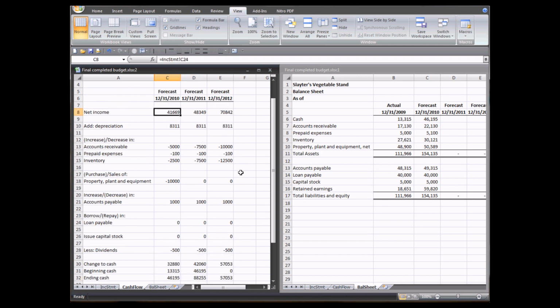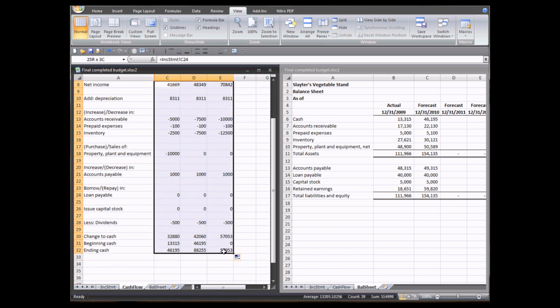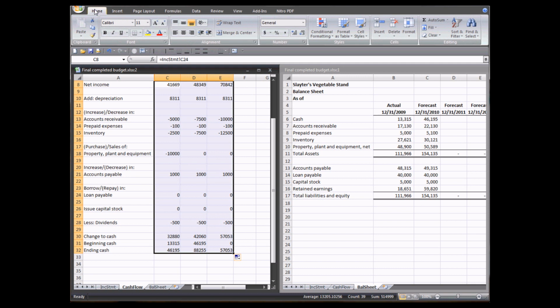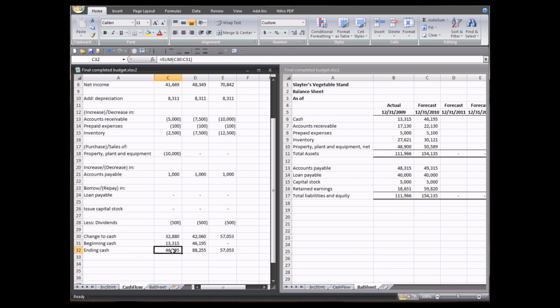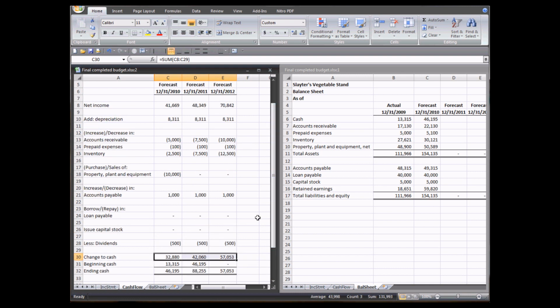Let's go ahead and do some formatting while we're here, and then we'll move over to the balance sheet. I'm going to highlight all of these numbers here, and I'm just going to apply the comma format with no decimal places. And it probably makes sense to put some borders just to make this look a little bit nicer. And I think that's good enough for what we're doing.